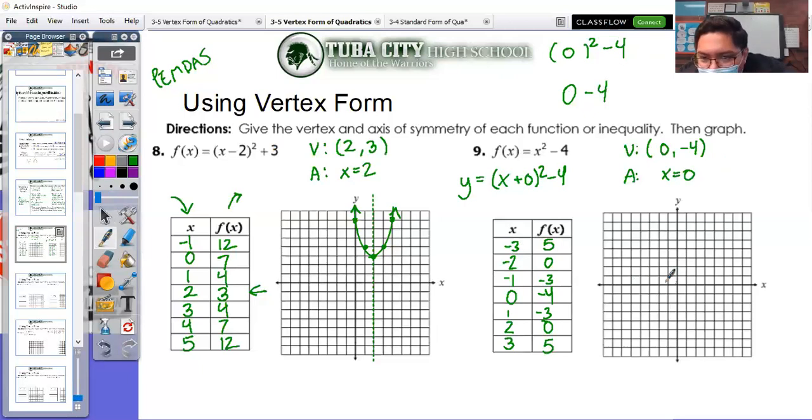So -3, 5. And then -2, 0. Back 1, down 3. 0, -4. Over 1, down 3. And then 2, 0. And lastly, over 3, up 5. And again, it looks symmetrical. Each of these dots, they're the same distance away from our axis of symmetry.